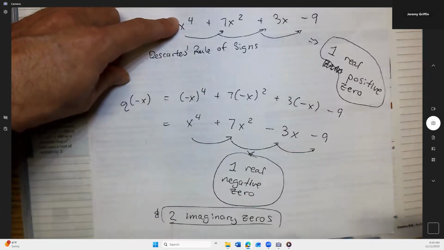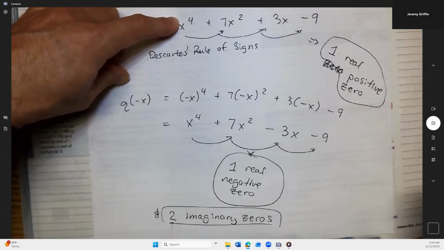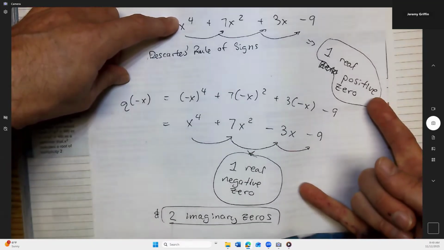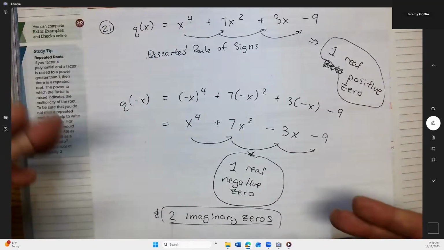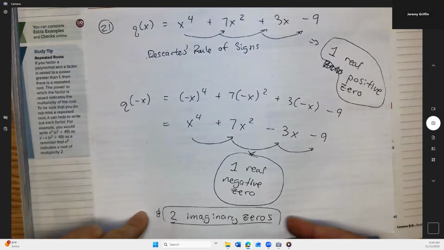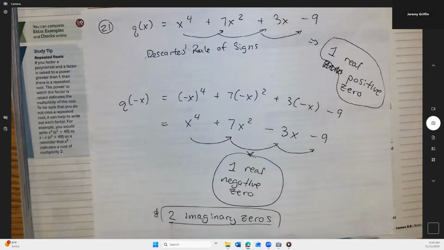Well, just a few minutes ago I was saying there should be 4 total zeros. Well, if there's only one in the positive territory and one in the negative territory, don't there have to be 2 additional zeros that are complex? Yeah, imaginary, complex. I don't have to remind you guys what imaginary complex is.